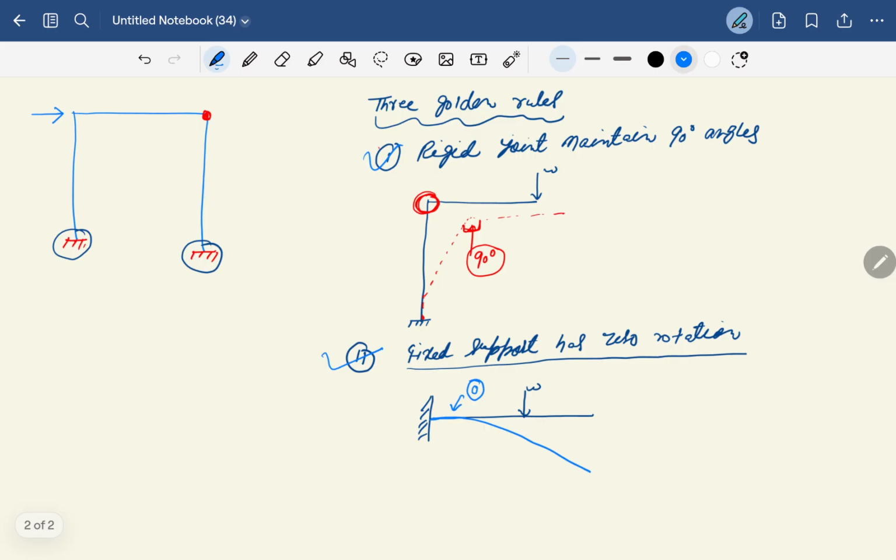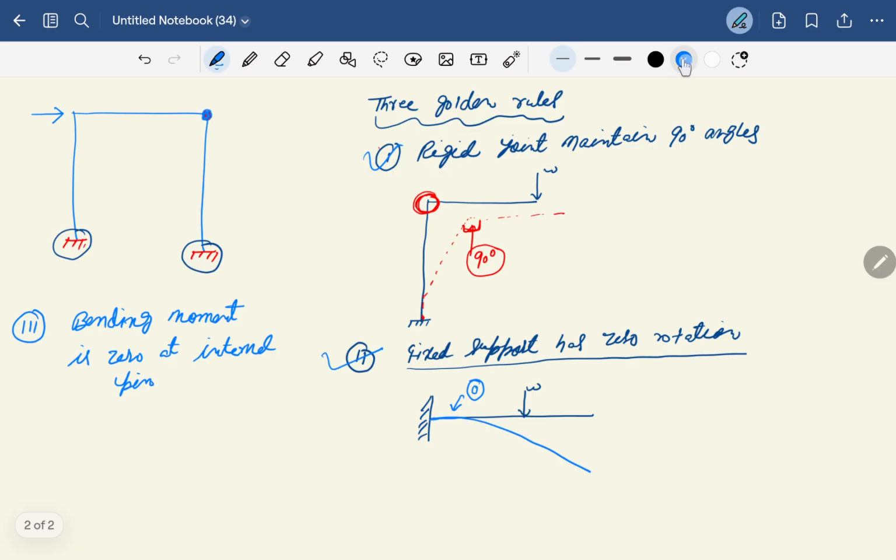What is the third golden rule? The third golden rule is that bending moment is zero at an internal pin, okay. Internal pin means, see, this is your internal pin. So here the bending moment will always be zero.